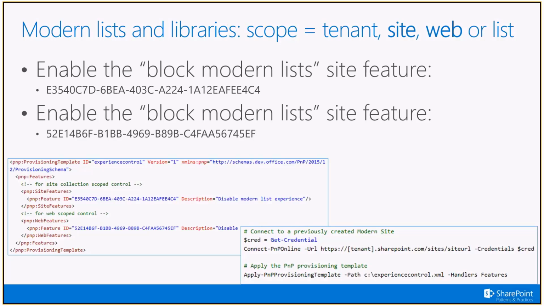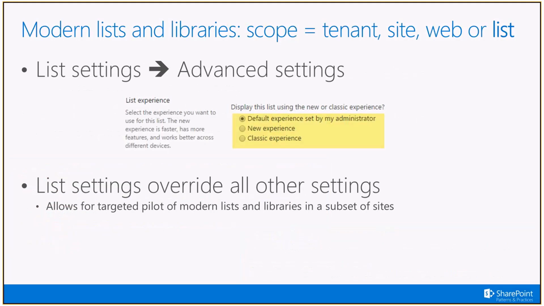Okay, talked about tenant, site, web. Now let's go to the final one, which is list. So if you have a document library or a list, you can go to list settings, to advanced settings, and in there you have this list experience options. By default, it will be set to the first one, default experience set by the administrator, which essentially maps to the setting you have in your tenant. So if the tenant is set to classic, this means classic. If the tenant is set to modern, or to new, this means the new experience.